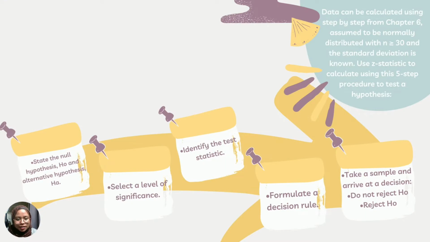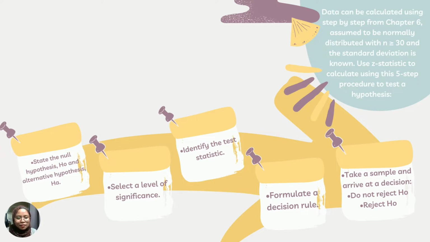Next, the data can be calculated step by step from Chapter 6, where we assume the data is normally distributed with n greater than or equal to 30 and the standard deviation is known, so the Z statistic is used with this 5-step procedure to test a hypothesis. First, we state the null hypothesis and alternative hypothesis. Then, select a level of significance and identify the test statistic, and then formulate a decision rule. The last step is to take a sample and arrive at a decision, where we need to reject H null or do not reject H null.